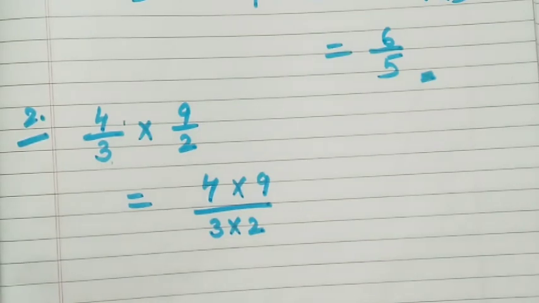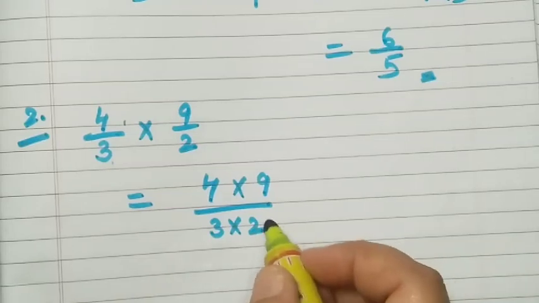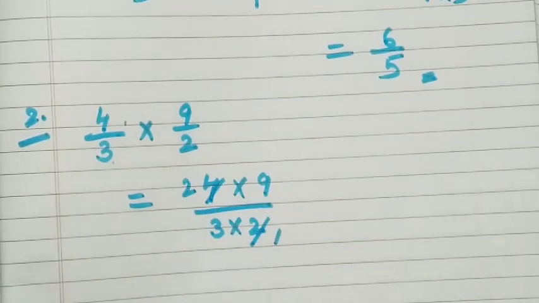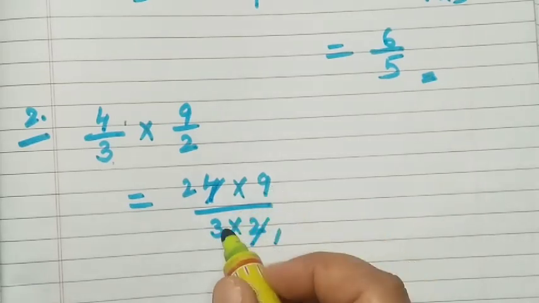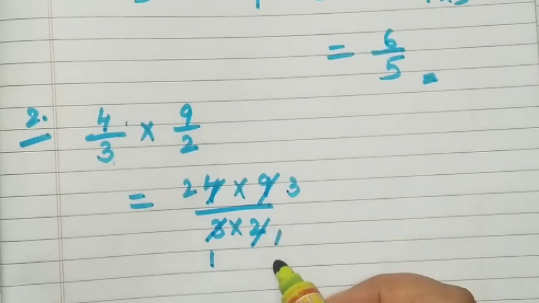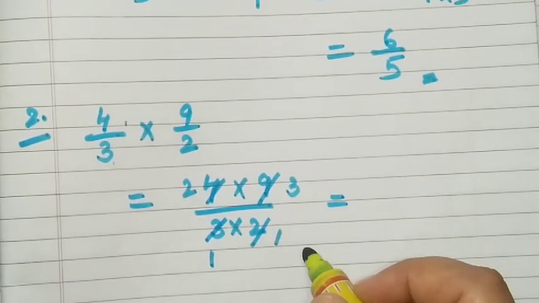Now we will check whether any simplification is possible or not. Here you can see 4 and 2 can cut by each other, so we will cut them: 2 one time and 2 two times. Similarly, 3 and 9 can cut: 3 one time and 3 three times. This is very important: wherever you can simplify the numbers, do it immediately.